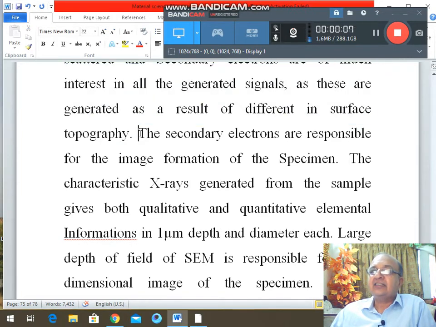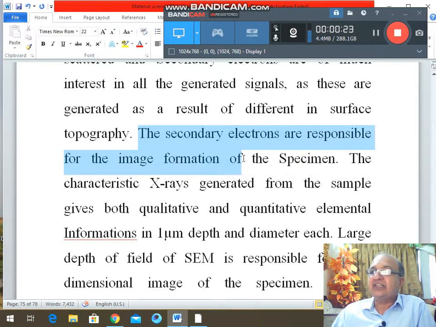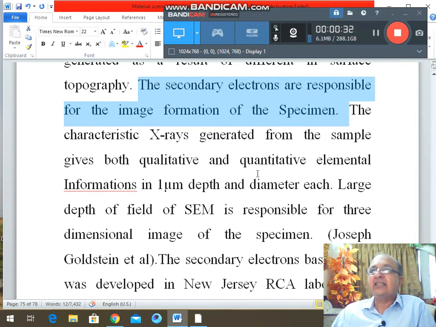Secondary electrons are collected. One is backscattered electrons, for which we have a separate detector. For secondary electrons we also have a separate detector. From backscattered electrons we see the chemical composition, and from the secondary electrons the image is processed and generated by the computer on a computer screen. You will see it in the later part of this lecture. So, the secondary electrons are responsible for the image formation of the specimen.